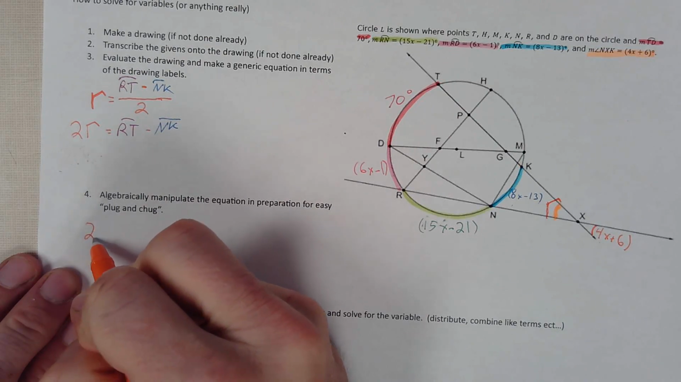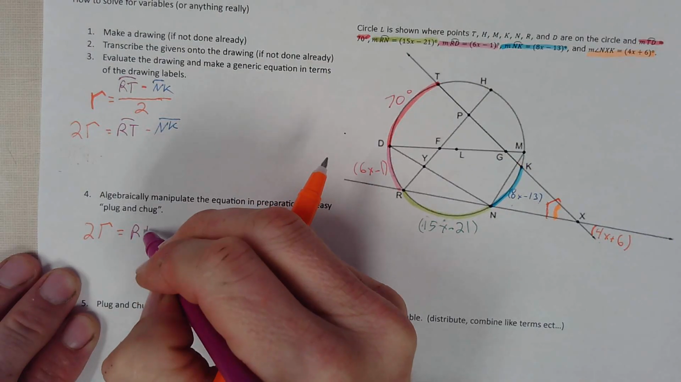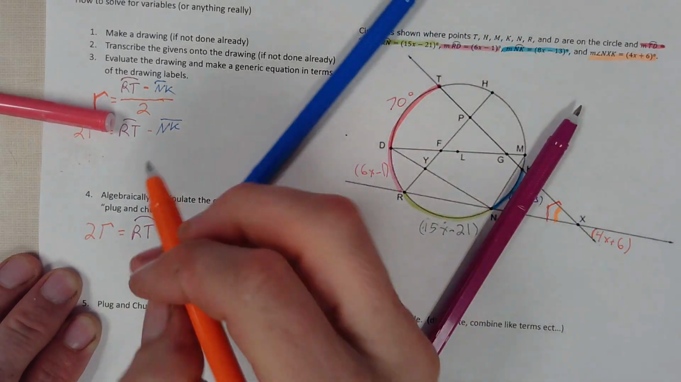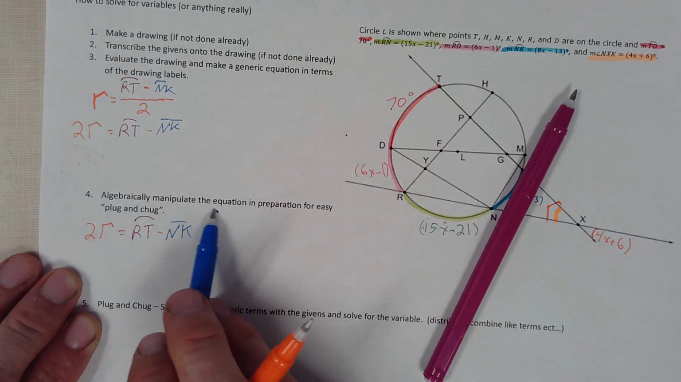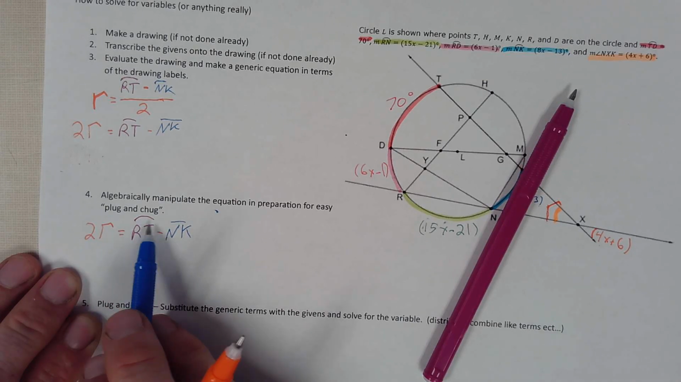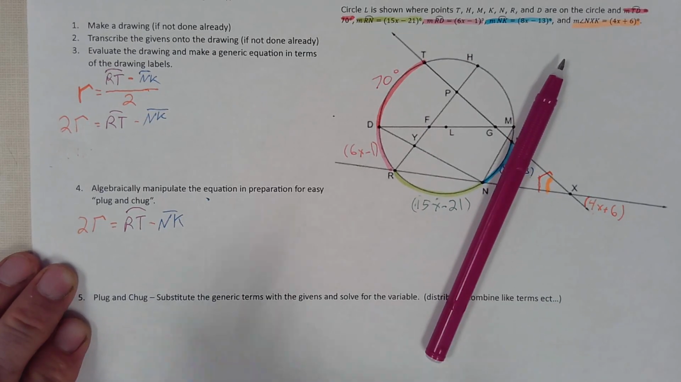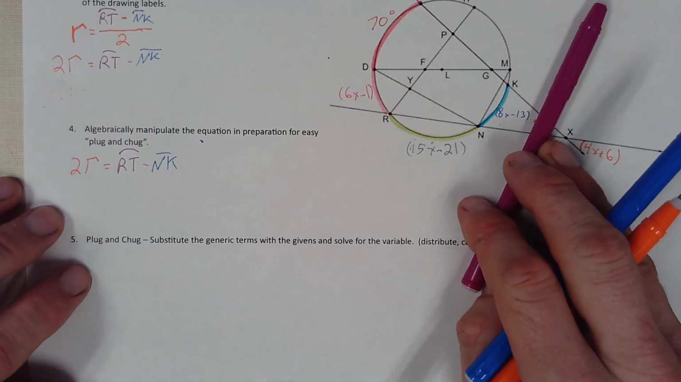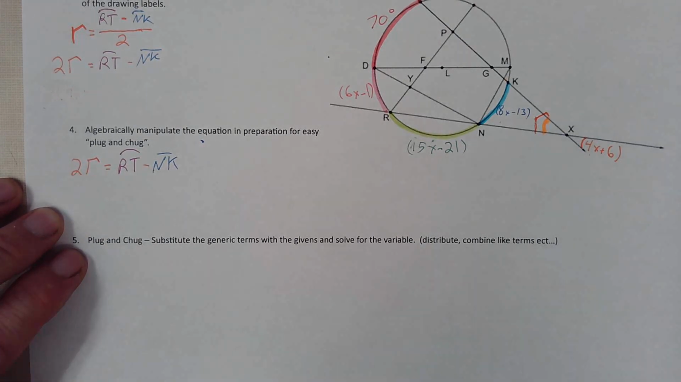I algebraically manipulated for R equals RT minus NK. That's when I algebraically manipulated the equation, right? So I can easily plug numbers in and solve for X. All right, so now I'm going to substitute. You could break down this into 2 steps, plug, and then chug. All right, so now let me go back to plugging away.